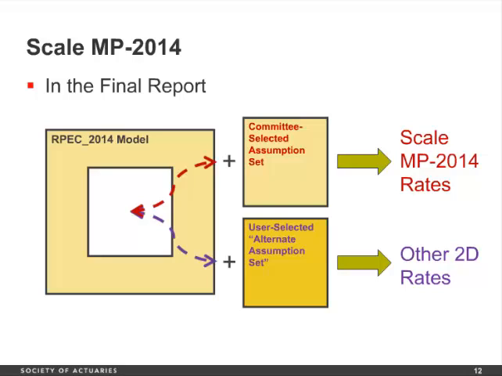If you plug in what we're now calling an alternate assumption set, something that the user selects, that produces another set of two-dimensional rates. And once again, if the user thinks that's more appropriate for the particular application at hand and can justify the use of those assumption sets, we're saying that's perfectly okay for the user to do. We want to let the user have that additional actuarial discretion.